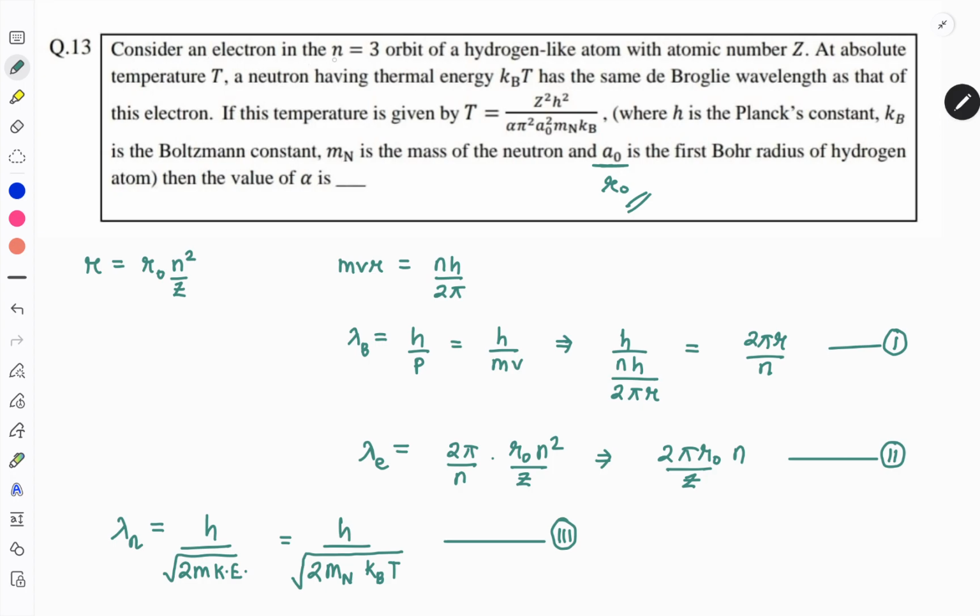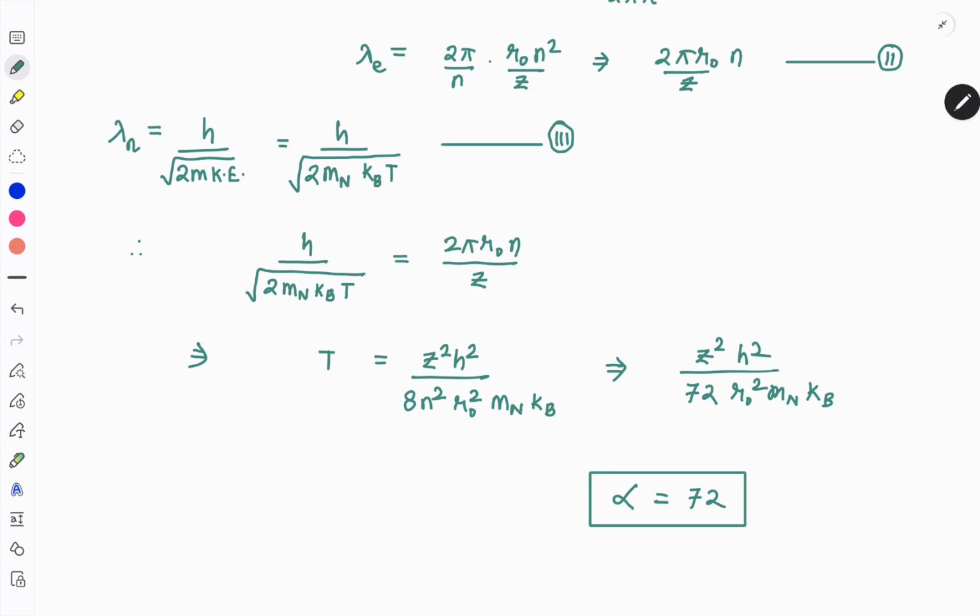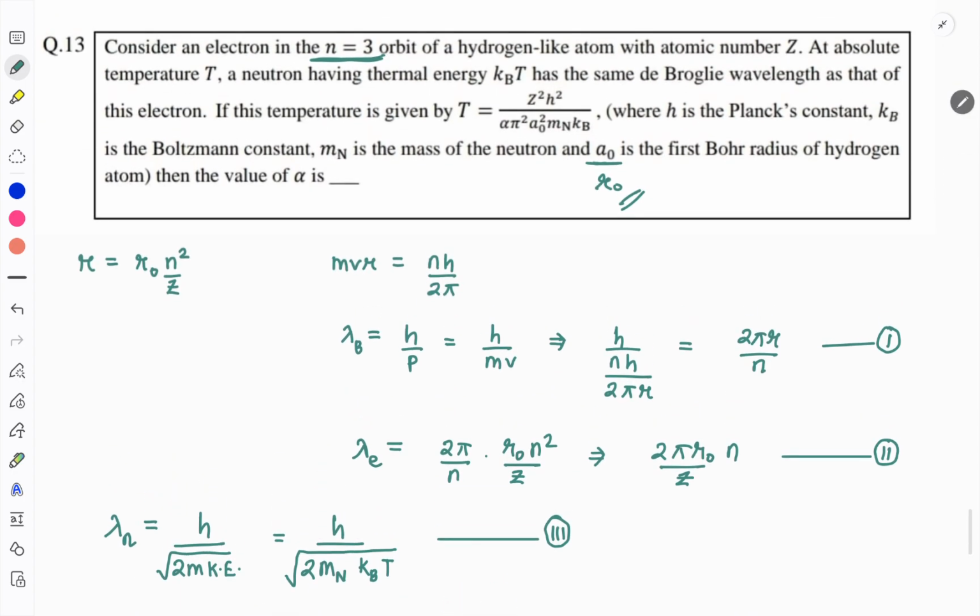The question states n equal to 3. So for n equal to 3, we get Z square h square upon 72 times r0 square mn kB. So the value of alpha which we obtain is equal to 72. For this particular problem the value of alpha turns out to be 72, and this was problem number 13 of the first paper of JEE Advanced 2025.